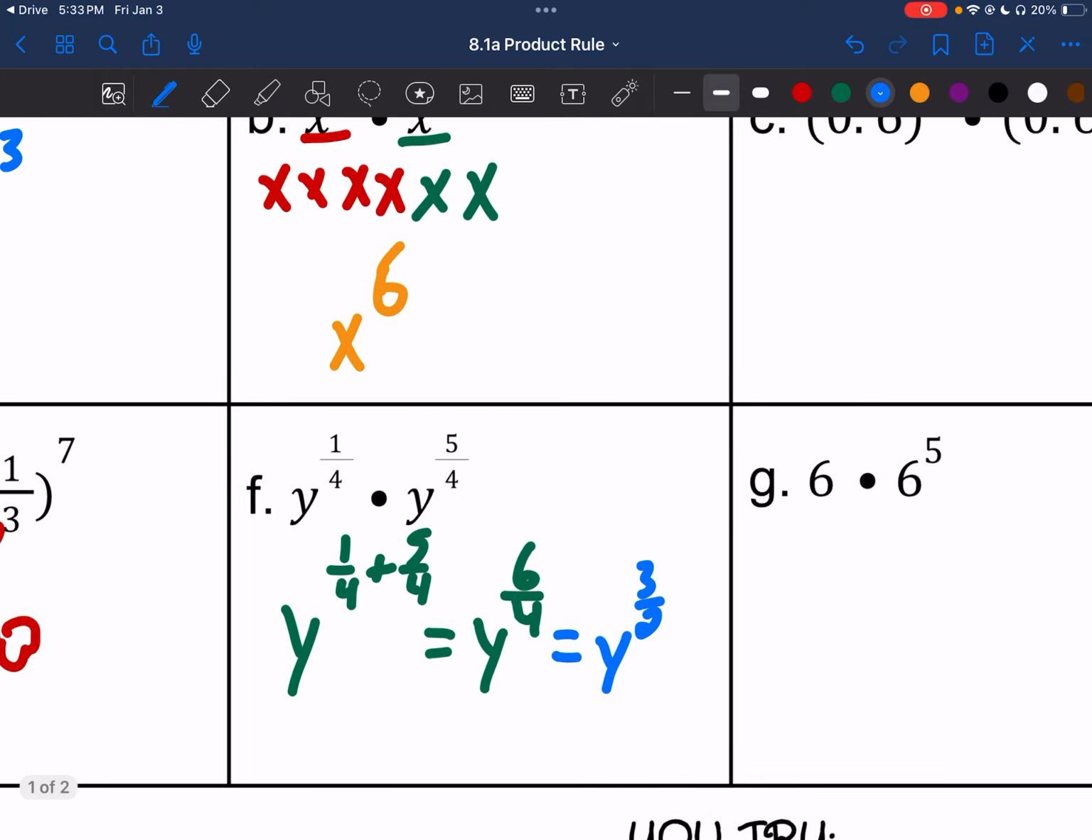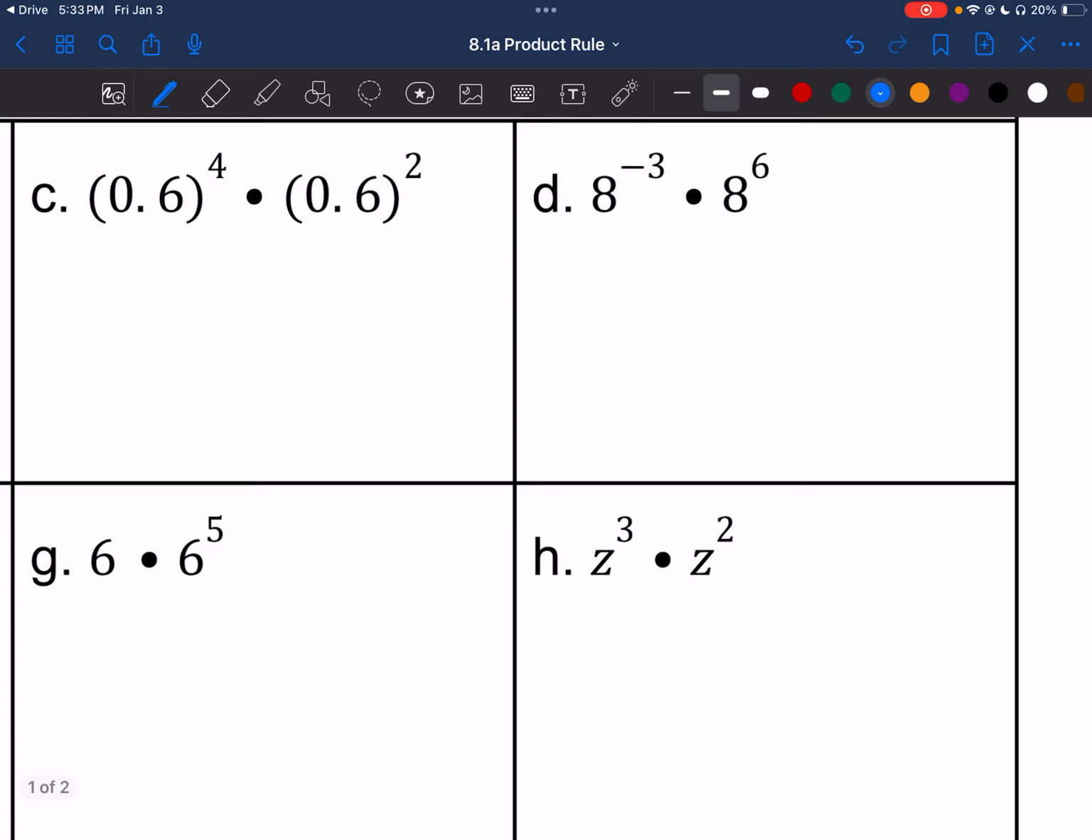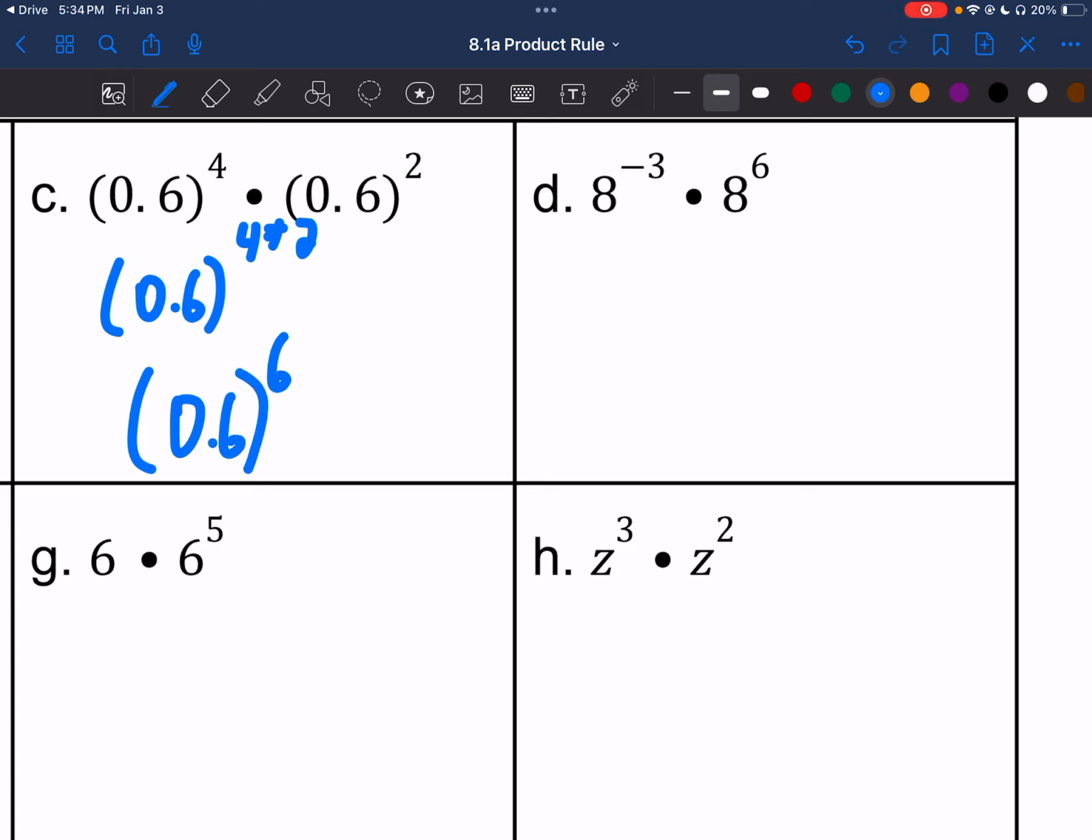All right, now let's take a look at the other four in our example here. Letter C, we have a decimal. Again, the decimal doesn't matter. We're going to focus on the fact that it is the same base. The decimal is the same, 0.6, in both of these terms, and we are going to just add the exponents. So you have 0.6 inside of the parentheses, and 4 plus 2 outside of the parentheses. Our result is 0.6 to the 6th power.